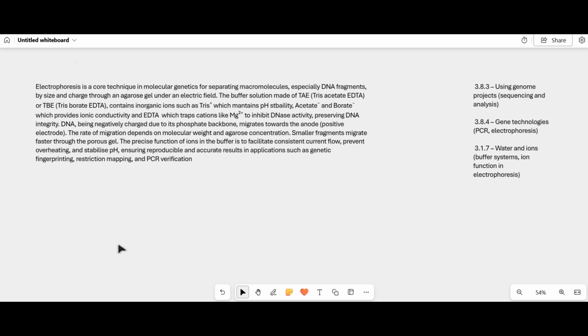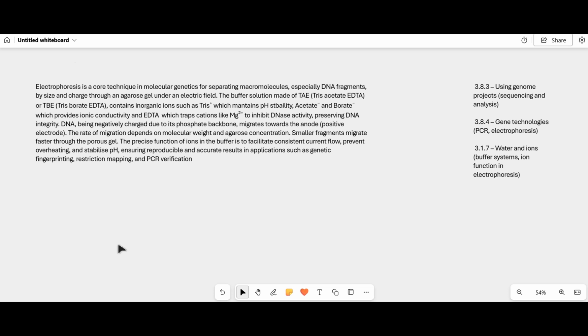DNA, being negatively charged due to its phosphate backbone, migrates towards the anode. So that's normal. The rate of migration depends on molecular weight and agarose concentration. Obviously it depends on the agarose concentration inside the gel. It's also going to depend on how much it weighs. Obviously the lighter one is going to move faster. Smaller fragments migrate faster through the porous gel.